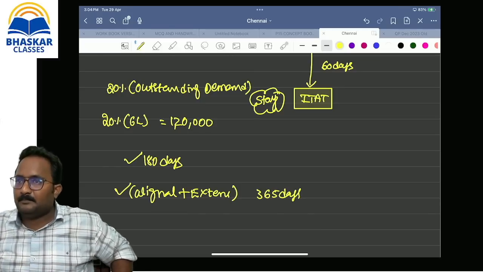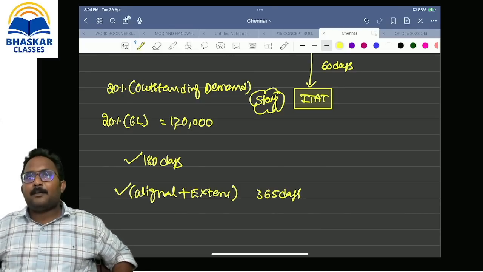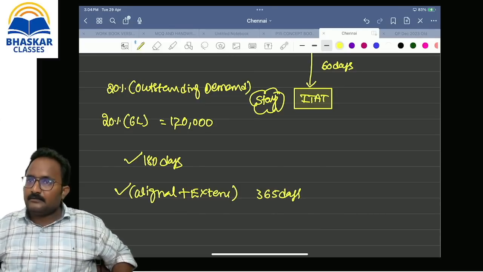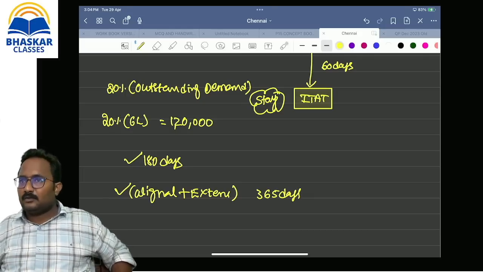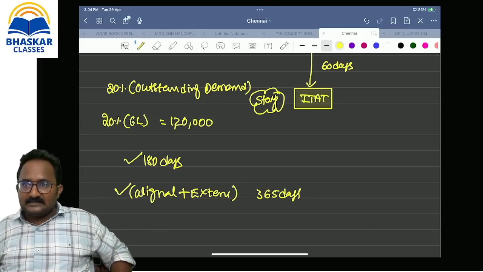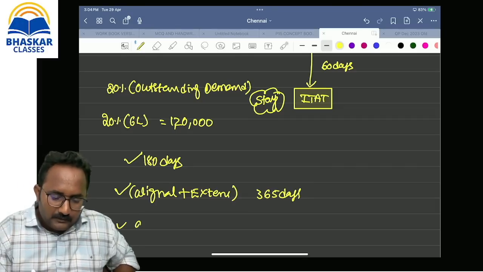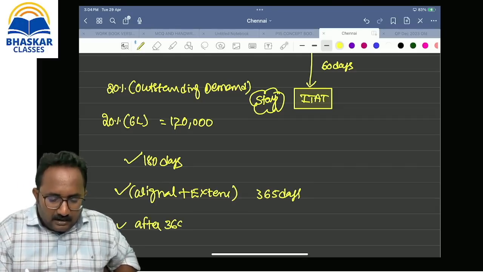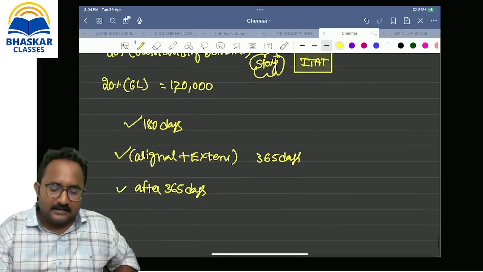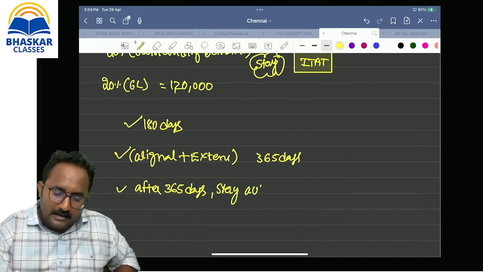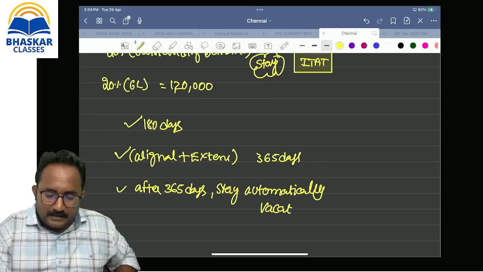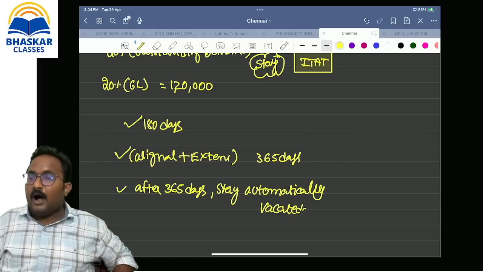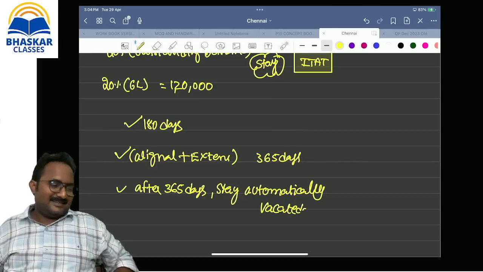365 days maximum. Okay. As per the provisions of the Income Tax Act 1961, after 365 days, suppose ITAT still does not pass the order, what happens to the stay of demand? Sir, after 365 days, the stay is automatically what, ma? Vacated. As per the Income Tax Act provisions, the stay will be automatically vacated.